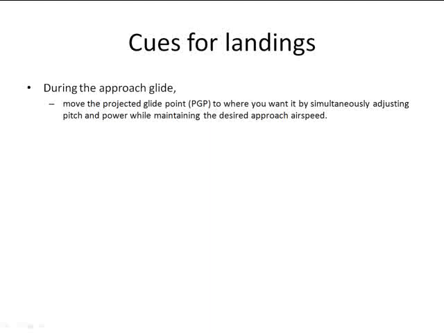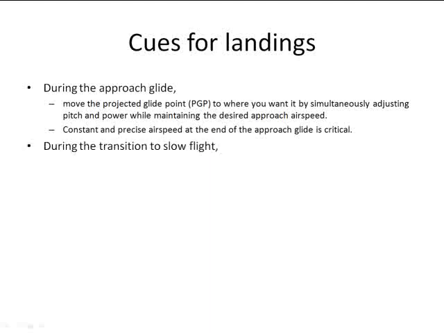So here are the cues for landing, what you should be looking for, what you need to keep landing simple. During the approach glide, move the projected glide point to where you want it by simultaneously adjusting pitch and power while maintaining the desired approach airspeed. Or, another way of looking at that is that you are at this point using your elevator to control airspeed. Constant and precise airspeed at the end of the approach glide is critical.